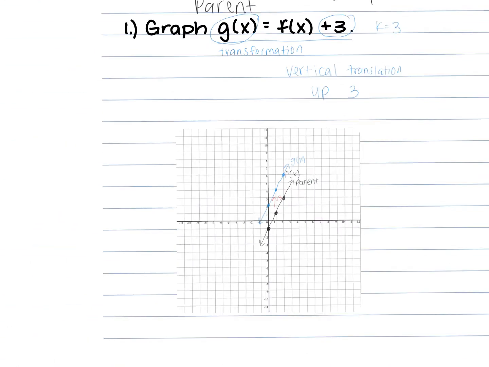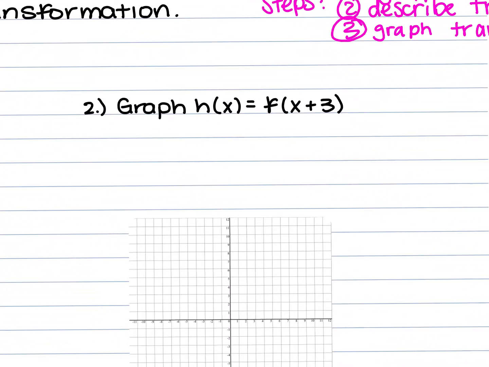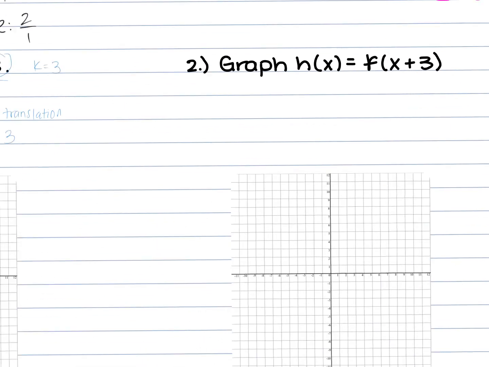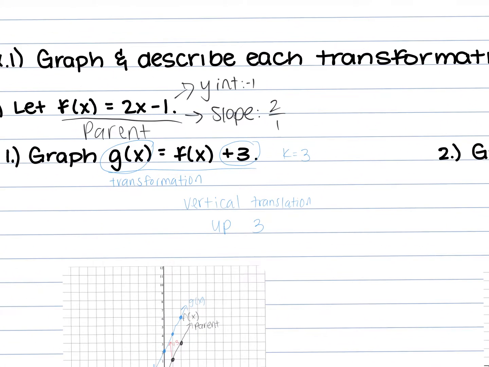Let's do another one. So in number 2, the parent function is the exact same guy. So just copy the black graph and copy him again. Remember, parent functions are going to be in black today. So it's still 2x minus 1. Start at negative 1, go up 2 to the right 1, up 2 to the right 1. This is still our parent function, and we label him f of x, and we're going to put the word parent.